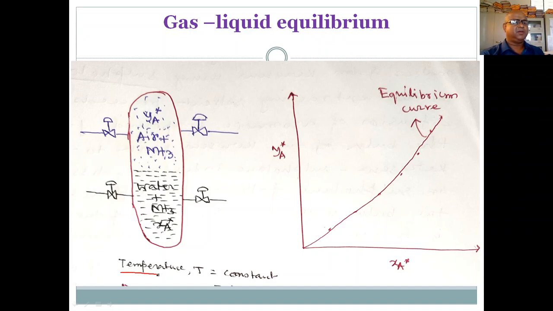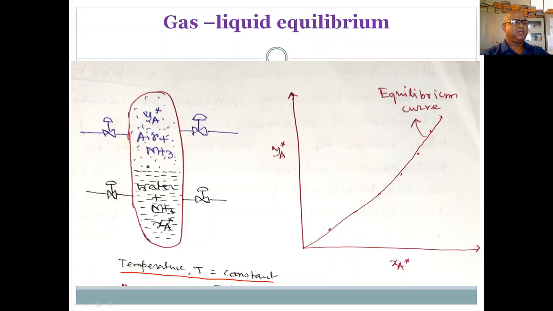and keep the temperature constant, because with a temperature change, the absorption equilibrium will be different. Now if you allow sufficient time, then ammonia will dissolve from the gas phase to the liquid phase, from air to water, and similarly some ammonia will go back. Both processes happen, but at equilibrium, what will happen? How much is dissolved, that much will go back. Net, there won't be any dissolving of ammonia in water.